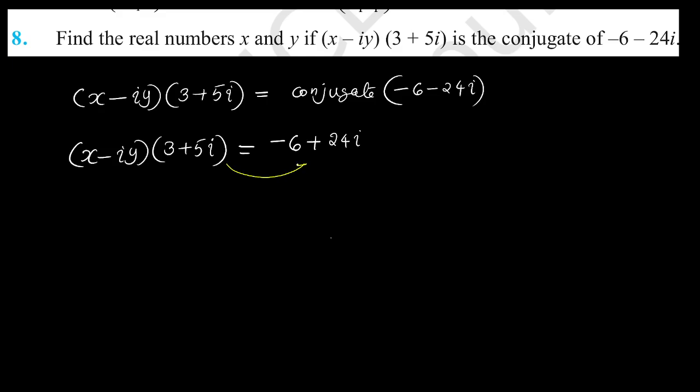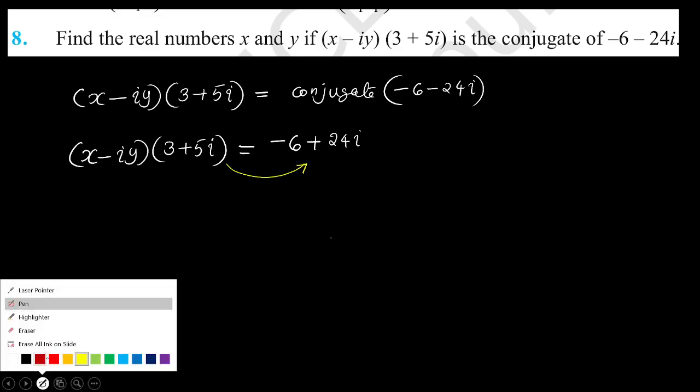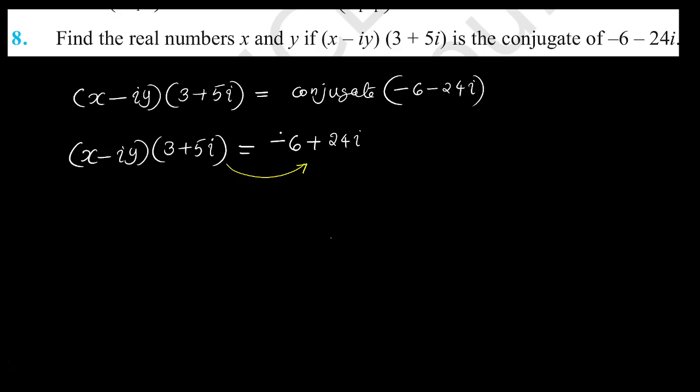Take this one to the other side. Understood? Let 3 plus 5i be taken to the other side. What happens? We get x minus iy equal to minus 6 plus 24i by 3 plus 5i. This was under multiplication. If it goes to the other side, it becomes division. The multiplication term becomes a division term on the other side.